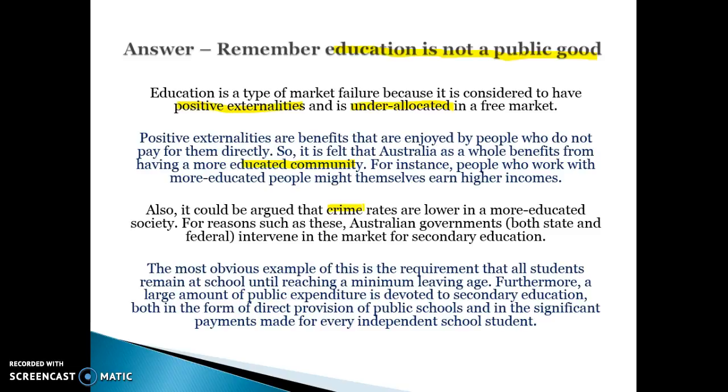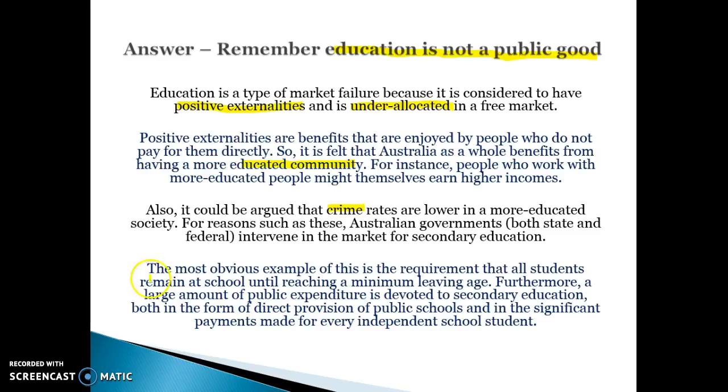So what does the government do to make sure that the supply of education is more in line with what it should be to benefit society? Well, a couple of things. Firstly, they provide public schools. Okay? They provide public schools for people that don't want to go to private schools or can't afford to go to private schools, so more people get an education.